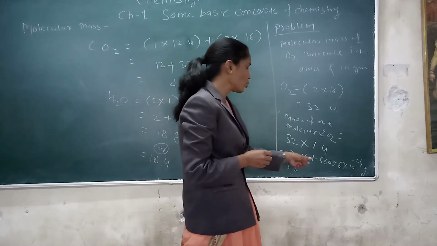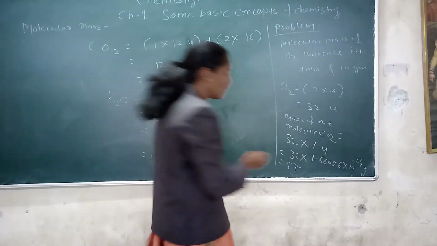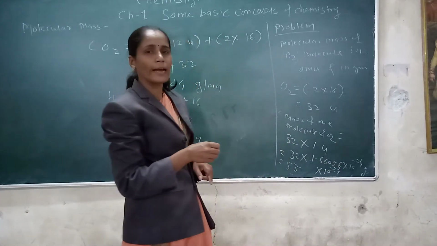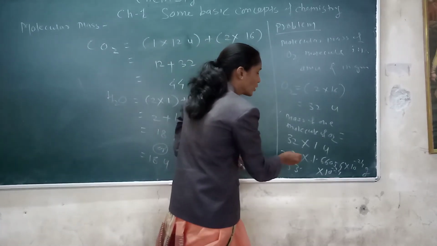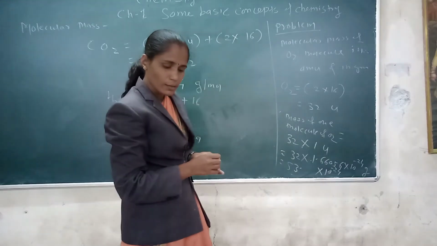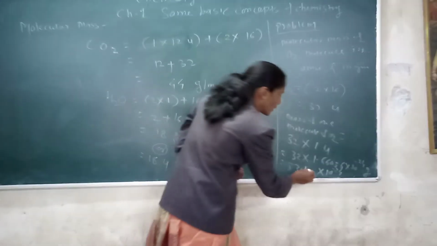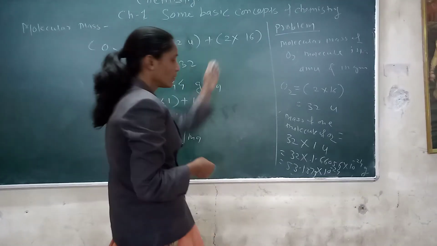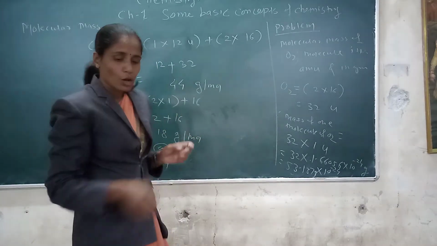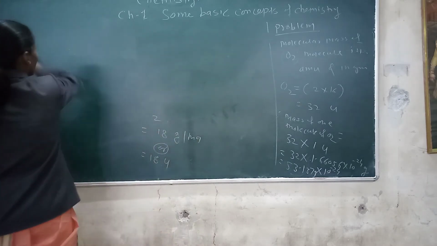Multiplication of 32 into 1.66056, 10 raised to 24, written as 10 raised to minus 24, and the answer of 32 × 1.66056 is 53.1379. This calculation can be solved by logarithm, by log table.